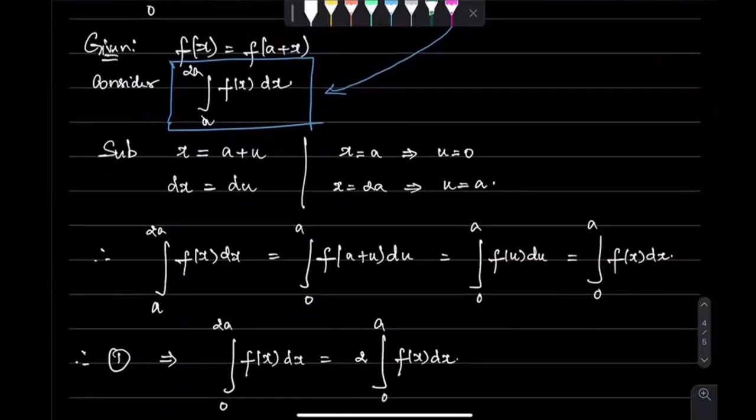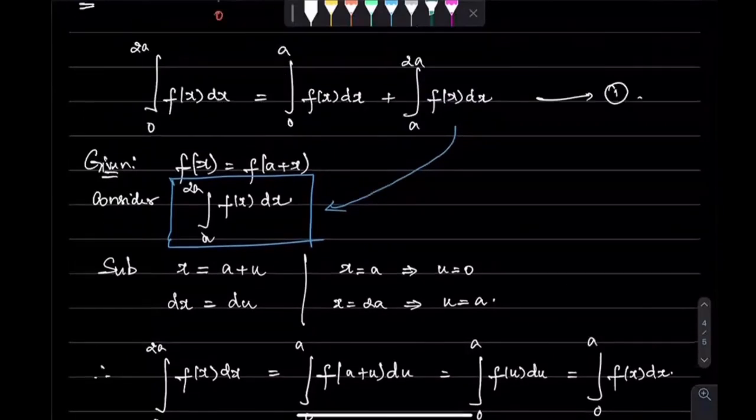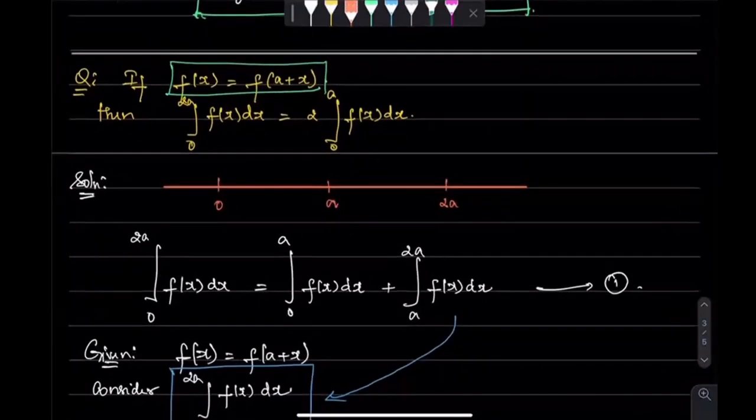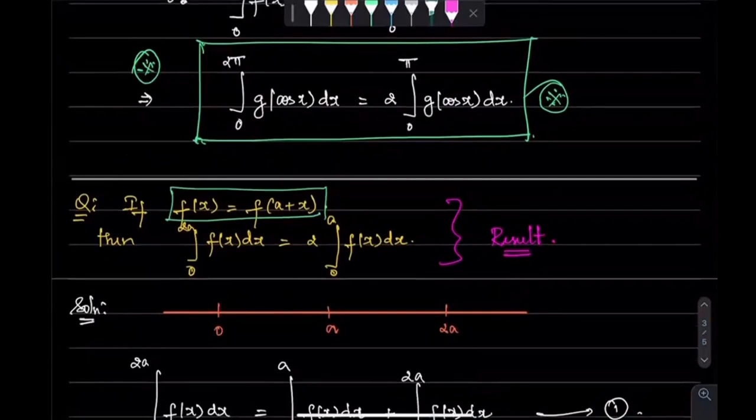Is it clear? So the idea is that wherever you're seeing f of x is equal to f of a plus x, if you find this limit, I can apply it. I can use this as a result. This can also be treated as a result, children. Please remember all this. This is also a result.